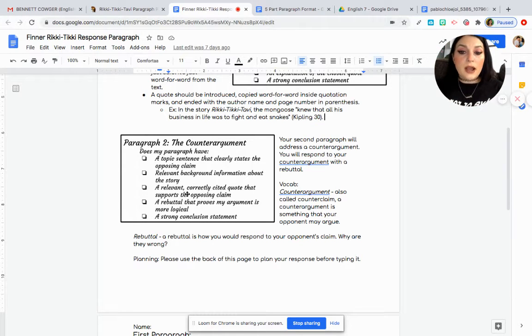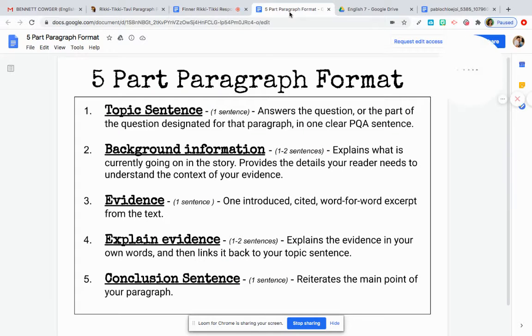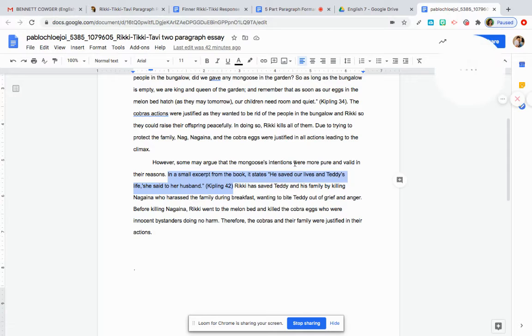Again, we're now going to have a quote that supports our opposing claim. Going back to our 5-part paragraph format, your evidence should only be 1 to 2 sentences max. Let's see how the student incorporates it. They left out that background information, so that's not the greatest, but let's check out what their quote says. In a small excerpt from the book, it states, well, it's not a book, it's in our textbook, but it's technically a short story, so that's something that could be easily altered. But their quote is, "He saved our lives and Teddy's life," she said to her husband.